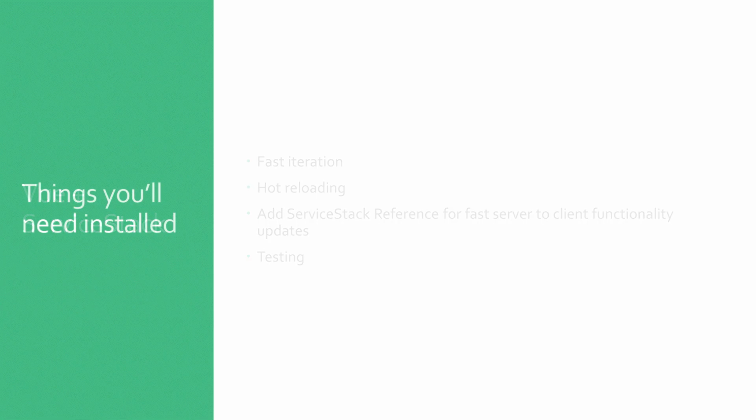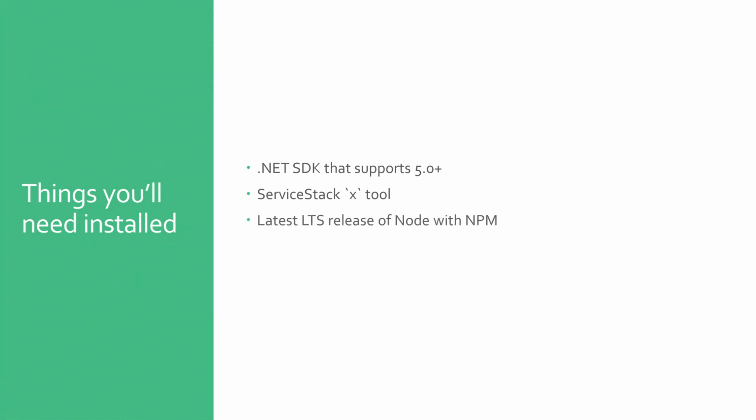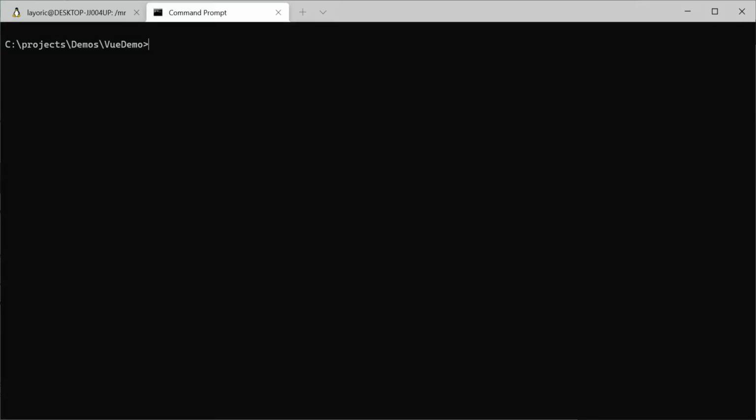First, we'll need a few things installed. You want the latest .NET 5 SDK, the ServiceStack X tool, and the latest LTS release of Node.js with NPM. To install the ServiceStack X tool, you'll need to run the command dotnet tool install -g x.